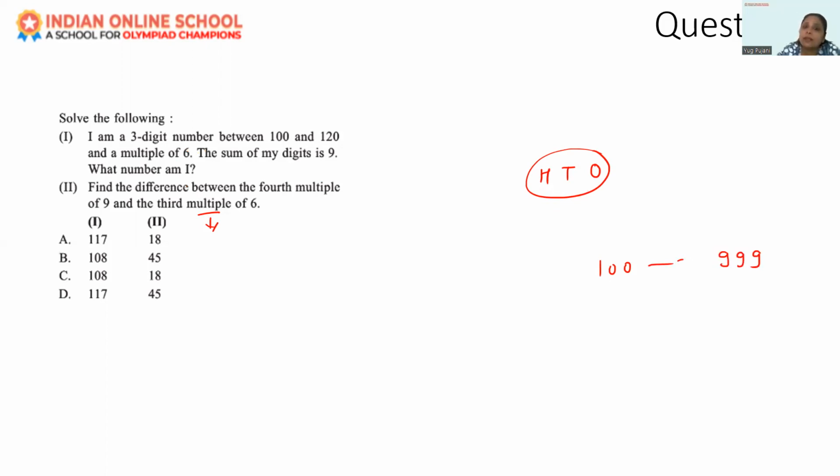And it is a multiple of 6. The sum of digits is 9. So what number am I? I can tell you, you can write all the numbers between 100 to 120. This is your first trick.